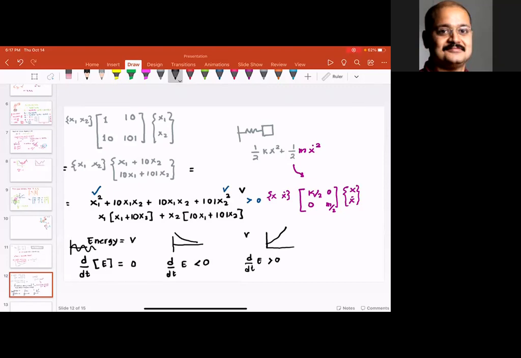Now that is what is shown over here. If you want to find out the eigenvalues of the matrix that I have shown over there, diag(K, M), the eigenvalues are K and M. Both of those are positive, because spring stiffness is a physical quantity, mass is a physical quantity. They cannot be negative. However, if you go further and take the derivative of that whole scalar equation, you will notice the energy definition, and that will tell you whether the system is stable or unstable.